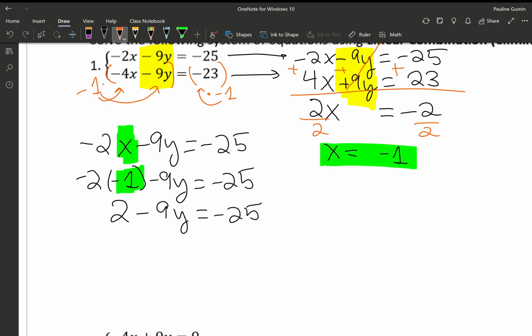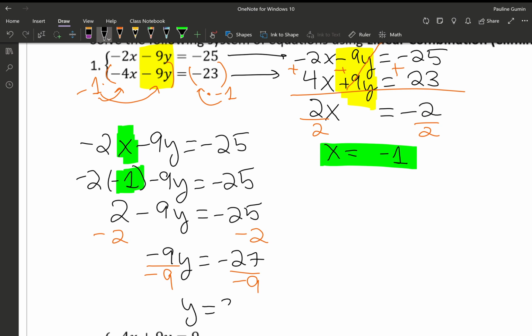My next step would be to subtract 2 from both sides of the equal sign. So negative 9y equals negative 27. And of course, finish it up by our infamous step of division. Y equals positive 3. And don't forget to write our answer correctly as negative 1, 3.